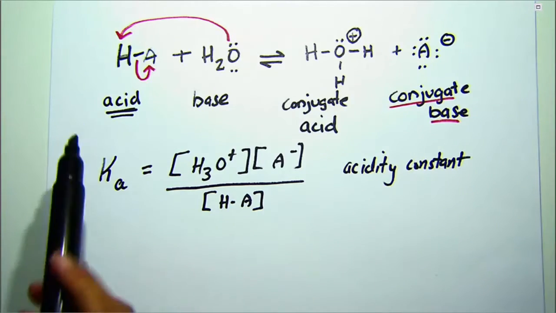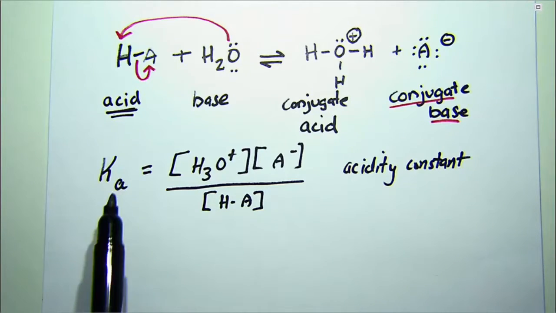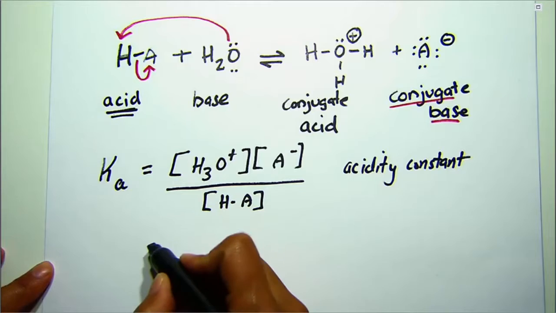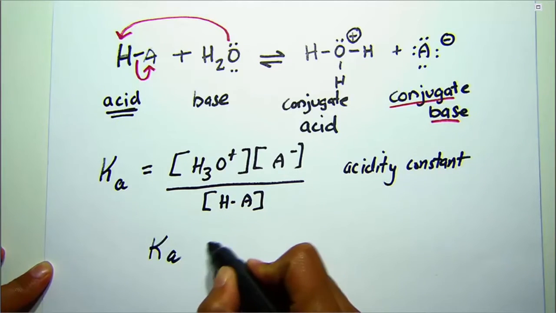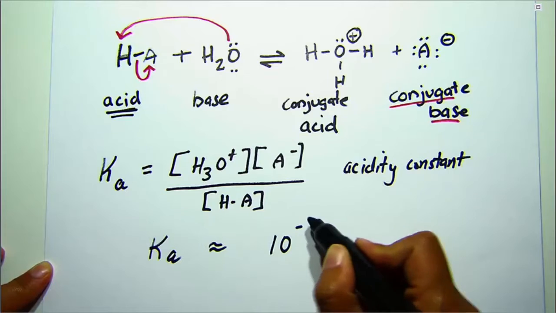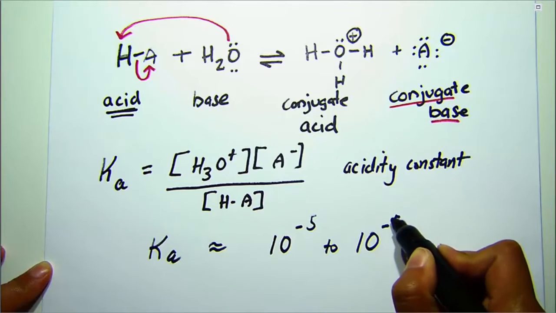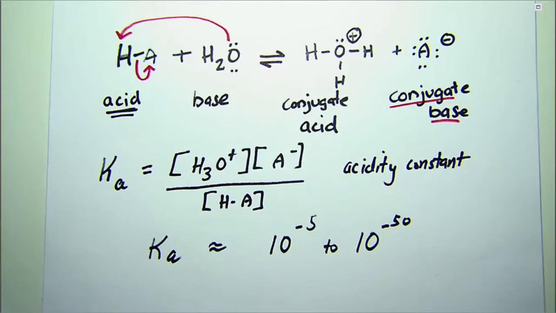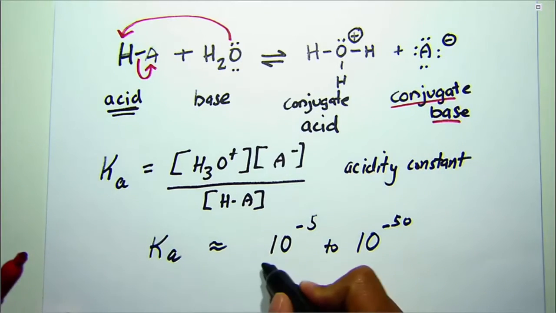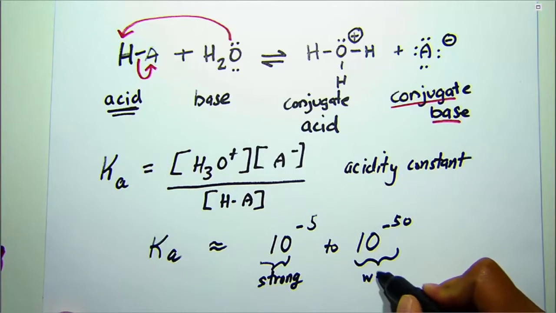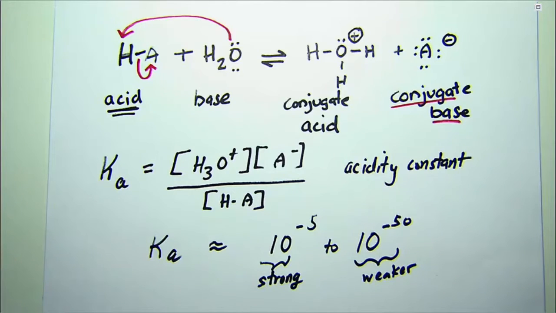So if you imagine HA is a super strong acid, then the Ka will be relatively high, right? Whereas if it's a weak acid, the Ka will be small. In general, the Ka's usually equal somewhere between 10 to the minus 5 to 10 to the minus 50. So if something has a 10 to the minus 5 Ka, this would be on the stronger end of the organic acids. And 10 to the minus 50 would be one of the weaker organic acids.